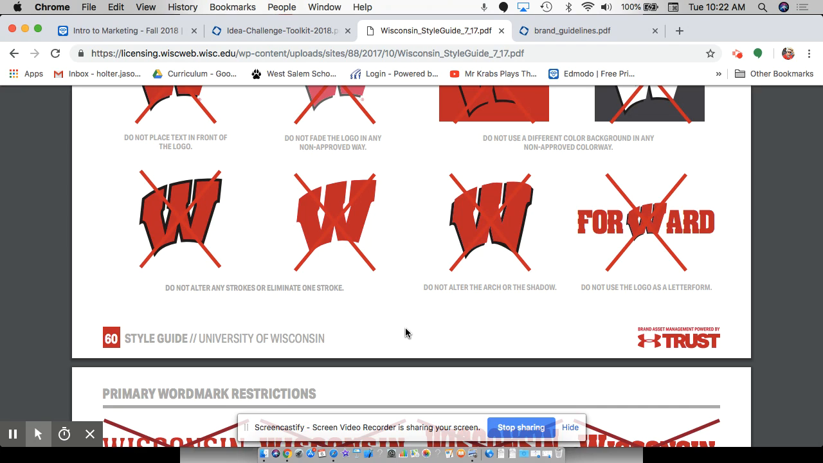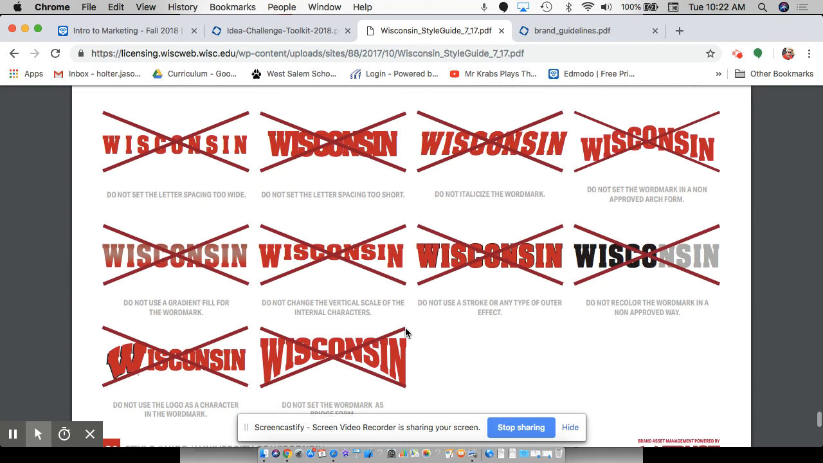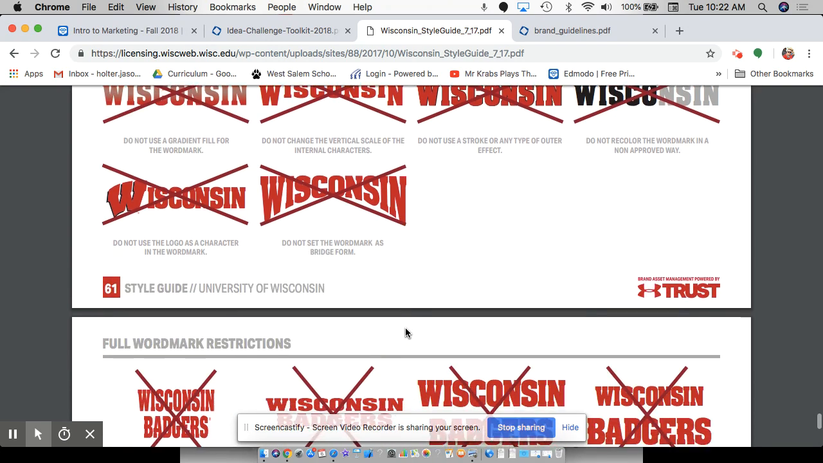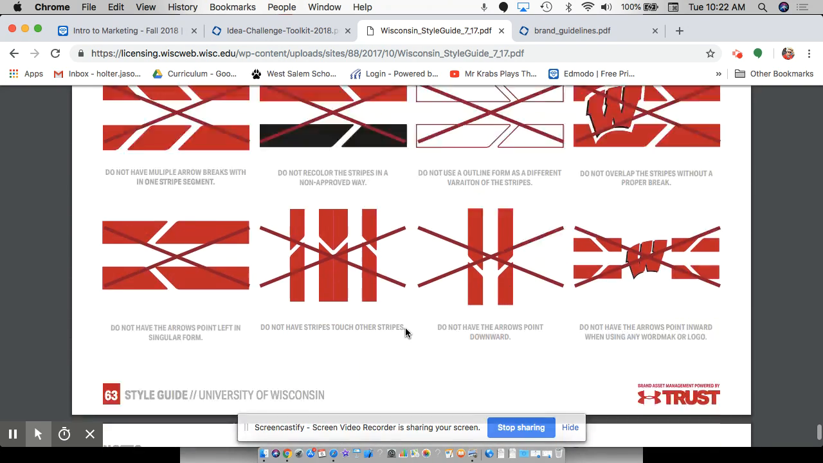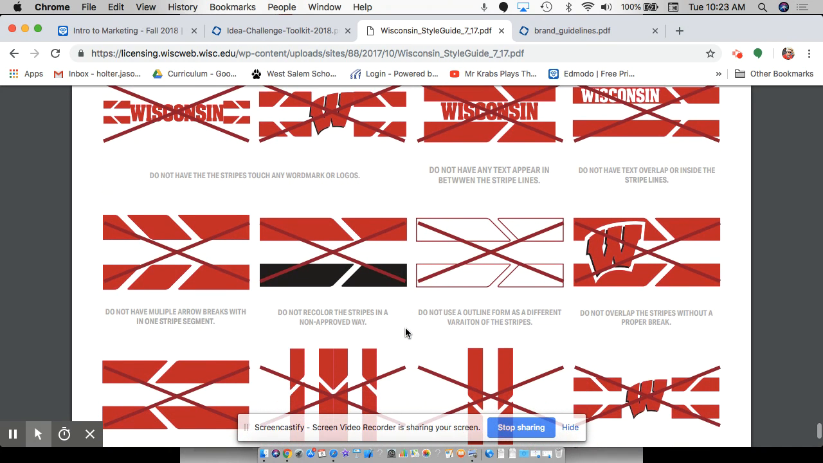Cannot use the logo as a letter form. I'm pretty sure we broke branding guidelines by putting the Anaheim Angels A in West Salem a few years ago when we went to Anaheim. So that was a violation of branding guidelines. You can't do any of these things. There's a whole bunch of rules when it comes to branding guidelines that you can't violate.